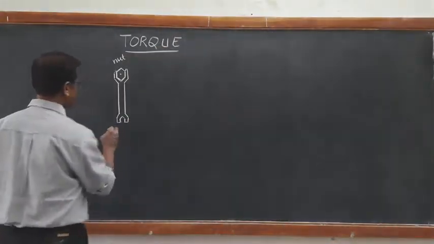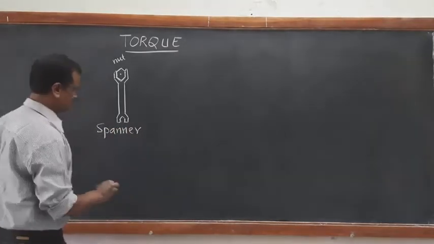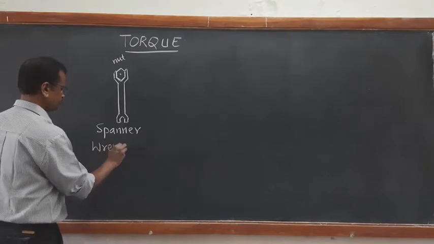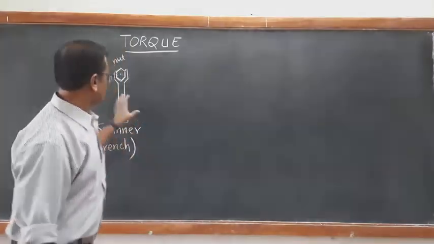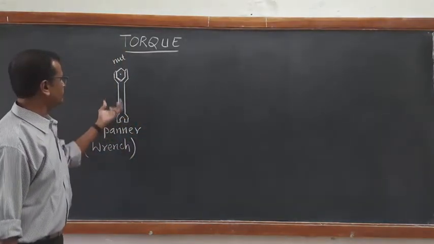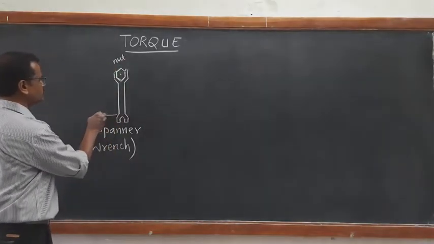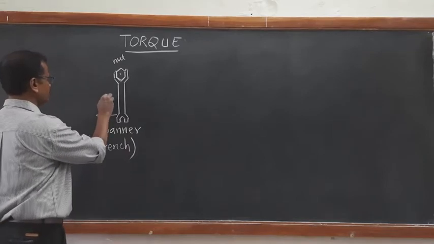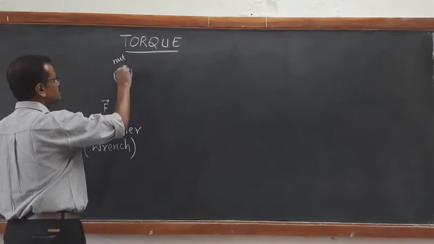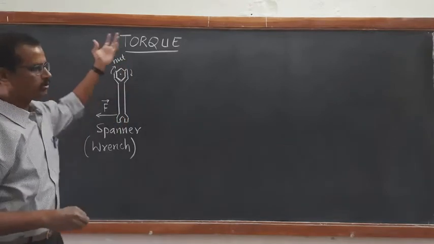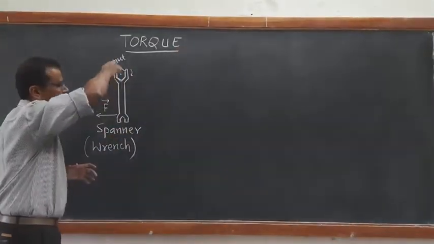It is called a spanner. The spanner with a long handle, the bigger one, is called a wrench. So we search for the suitable one and we fix it here so that it will have a proper grip, and then we apply force in this direction. When the force is applied in this direction, it tends to rotate this nut bolt. The nut tends to rotate, the screw tends to turn.